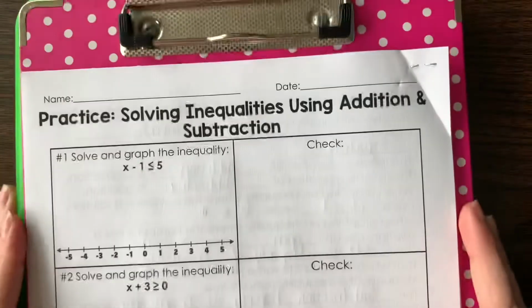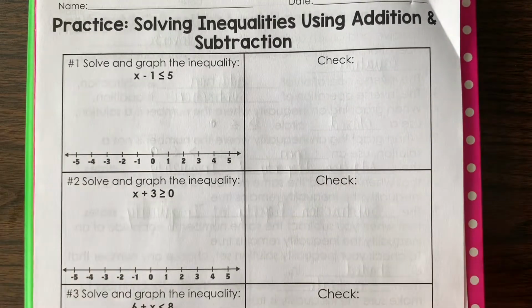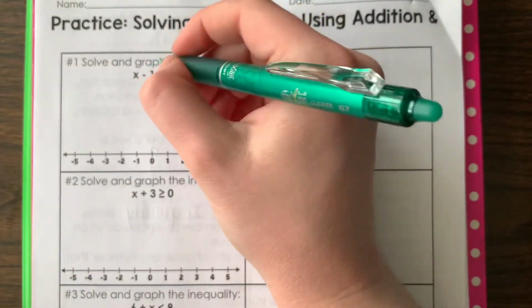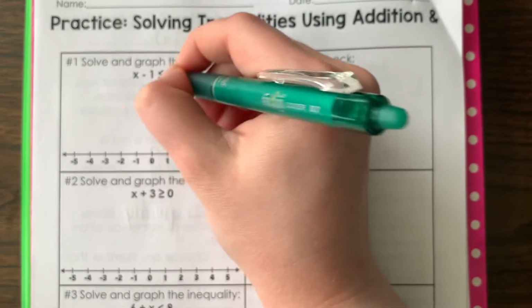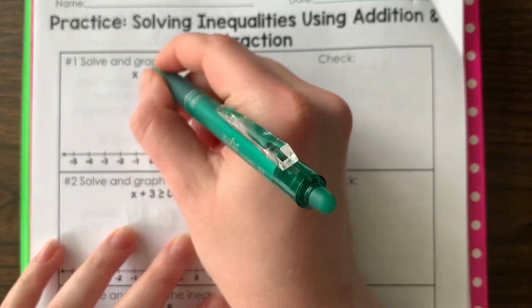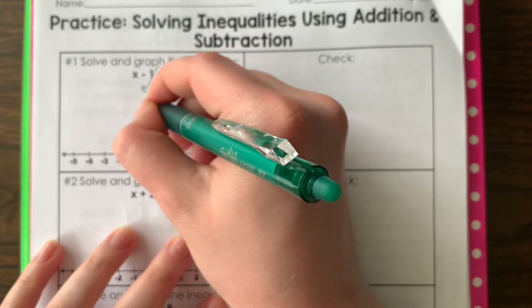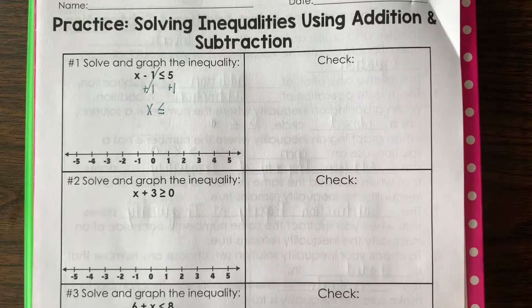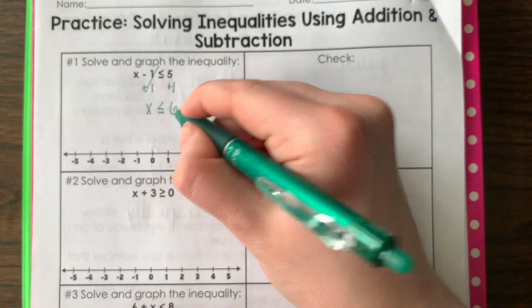All right, let's flip over and do some more examples. All right, number 1, we're gonna solve it and then graph it again. So remember, we're isolating x, so the opposite of subtraction is addition. So we're gonna add 1 on both sides. So now we have minus 1 plus 1 is 0, so we have x is less than or equal to, well, 5 plus 1 gives us 6.